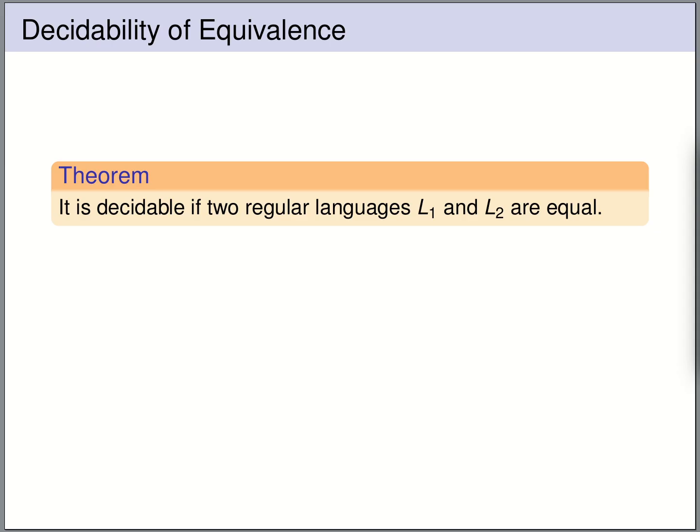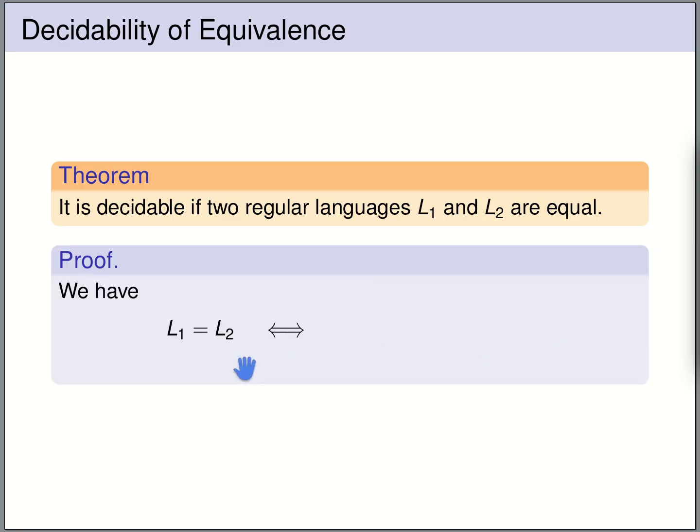Another decidable property is equality of regular languages. So given regular languages L1 and L2, it is decidable whether L1 is equal to L2. How do we decide this? We know that L1 is equal to L2 if and only if L1 is a subset of L2 and L2 is a subset of L1.